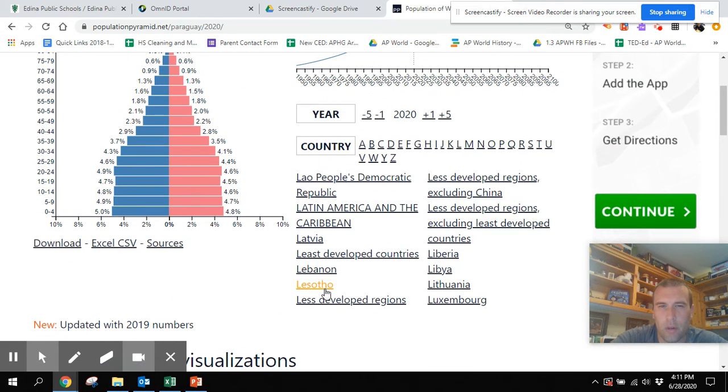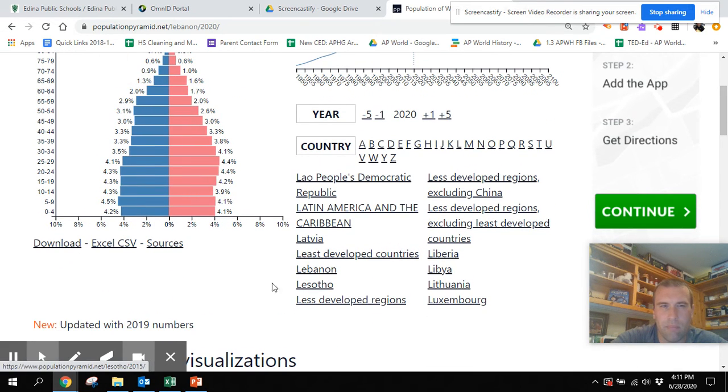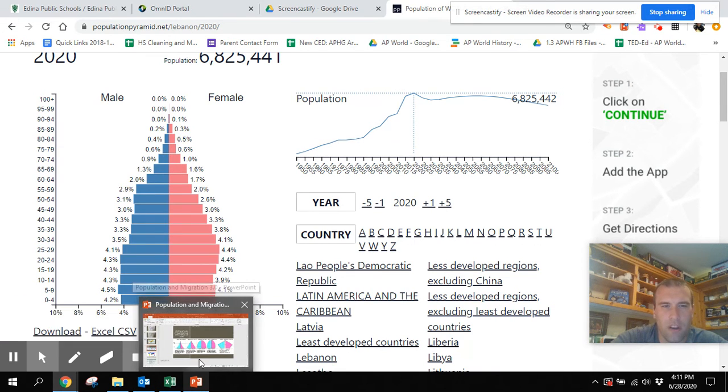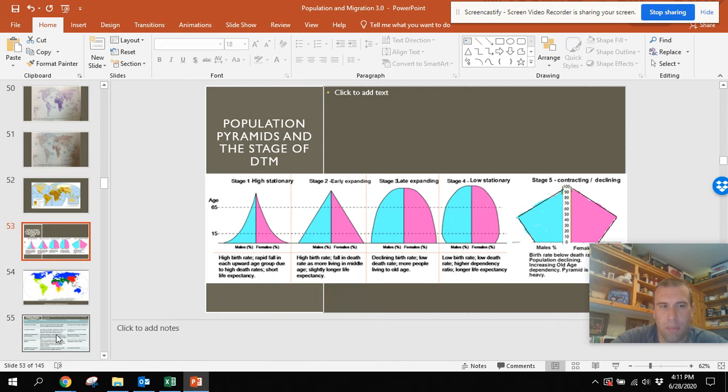And we'll do one more here. Let's do Lebanon. I would say this is 3. You're still growing, but it's pretty modern. People are living longer at that point. Again, this is all determined off birth and death rate, which is reflected in the population pyramids.